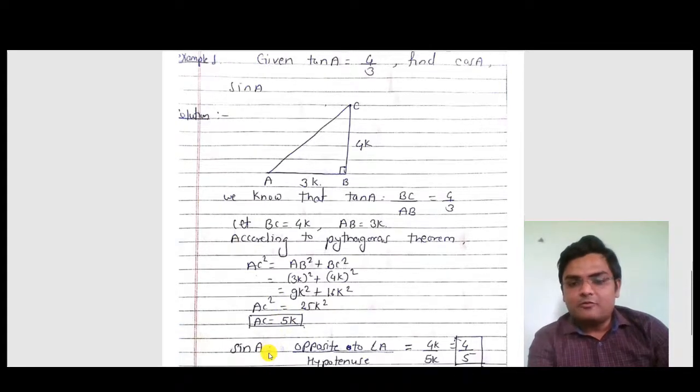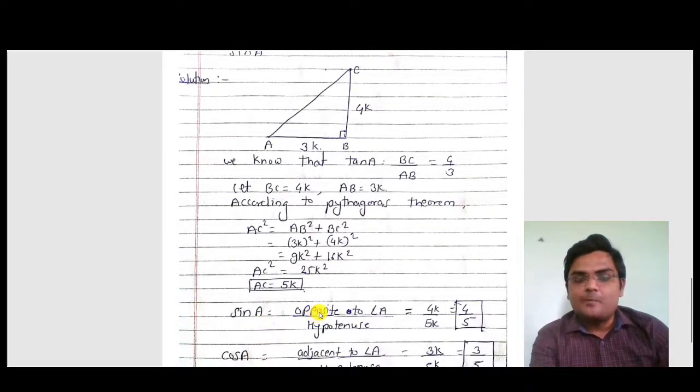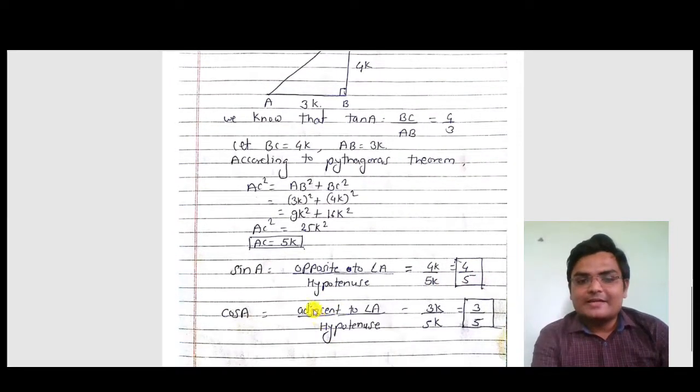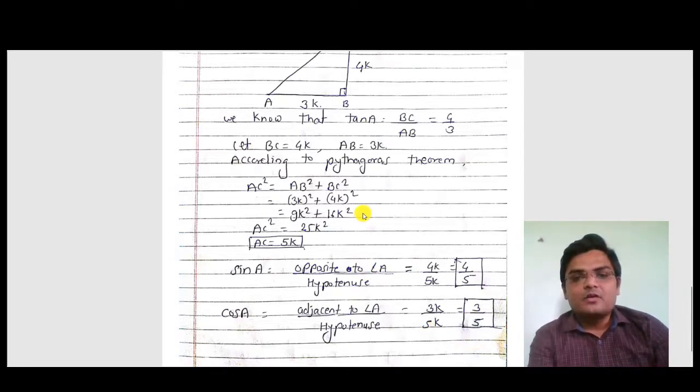As we know the formula, sin A is opposite upon hypotenuse. Opposite of angle A is 4K upon hypotenuse 5K. So we will get the answer 4/5. And second is cos A, that is adjacent to angle A upon hypotenuse, 3K upon 5K, that is 3 by 5. So all of you understood this concept? Any doubt? Okay, thank you.